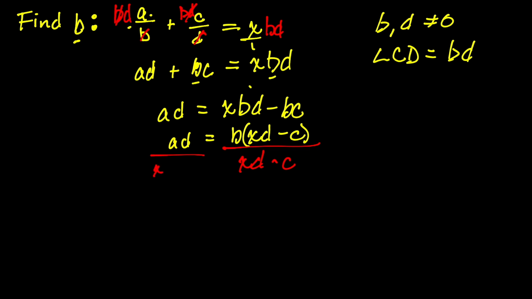So xd minus c cancels on the right-hand side, leaving us with just our b, and the final answer is b equals ad over xd minus c. And that is the end of example number 2.